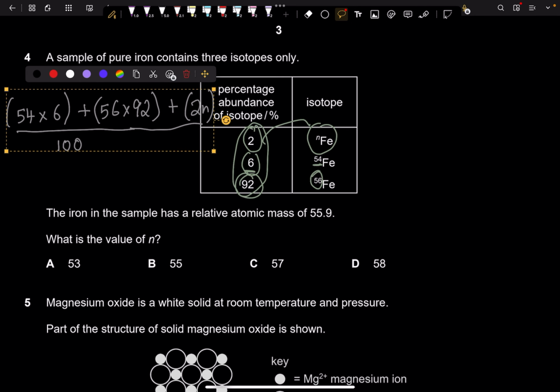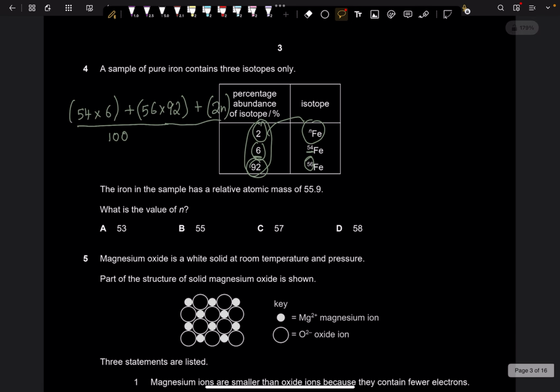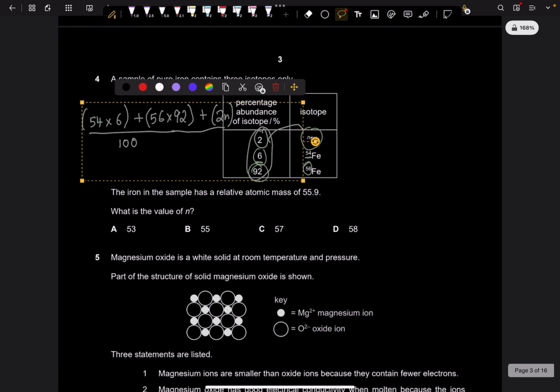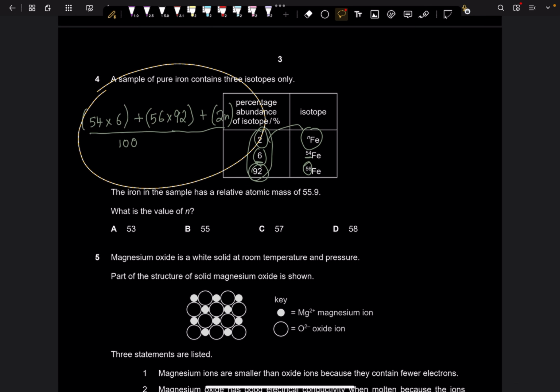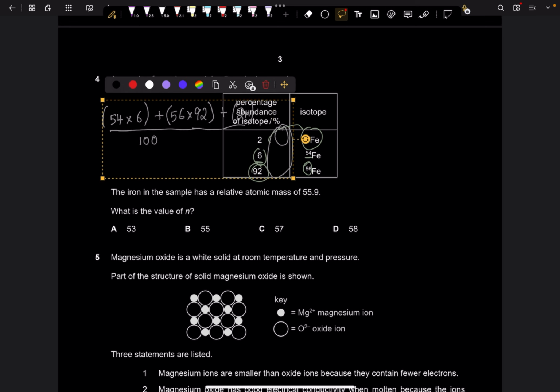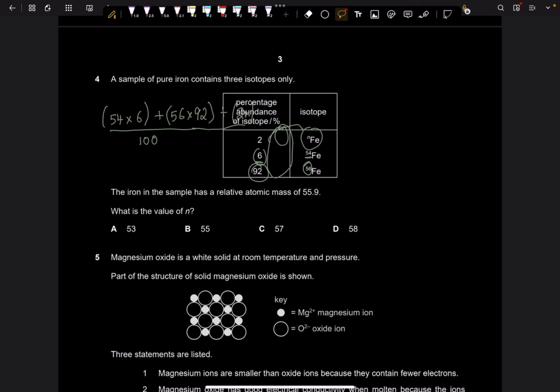So the answer of this entire thing should be equal to 55.9. Okay, so that's what I know, that this entire thing should be equal to 55.9. Wait a second.